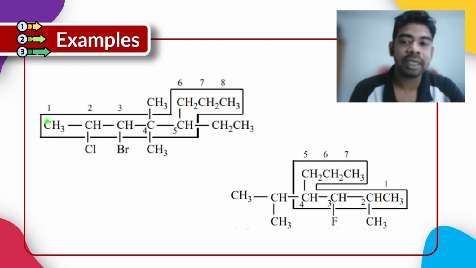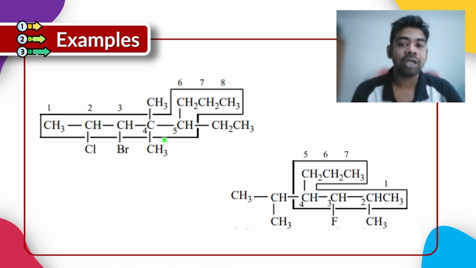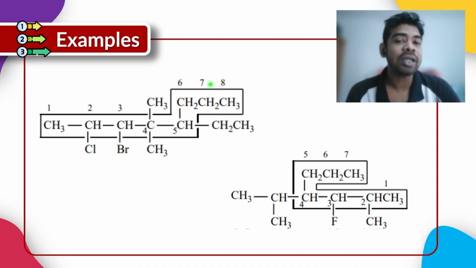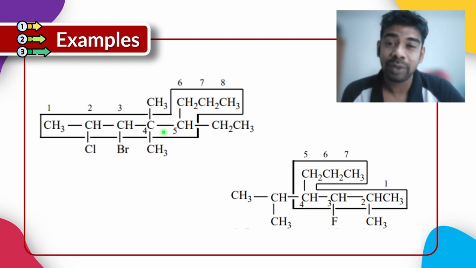So here we have numbered this as 1, 2, 3, 4, 5, 6, 7, 8. Right now at 4, you have two methyl groups. Here you have an ethyl group, here you have a bromo, and here you have a chloro. So why are we not numbering in the opposite direction? Then the sum of the locants would be maximized, and hence we avoid that. So this is the correct way of numbering it.